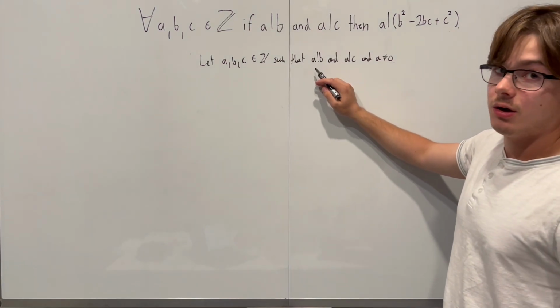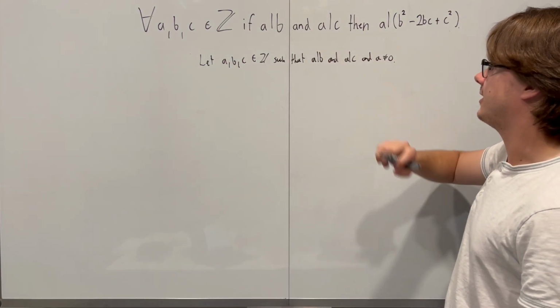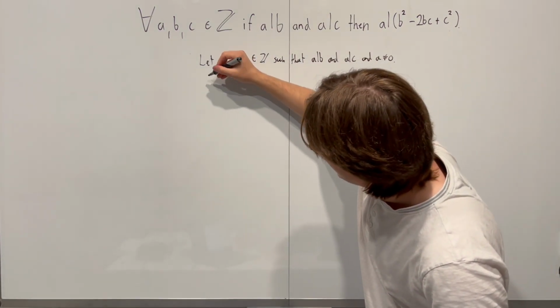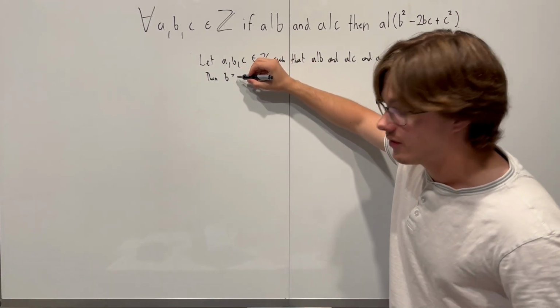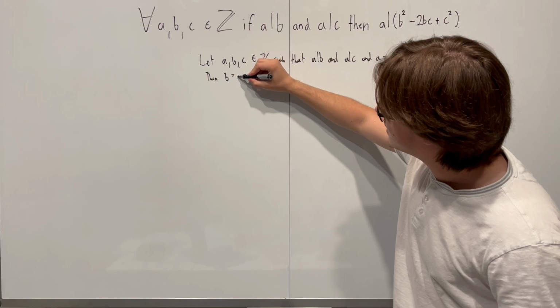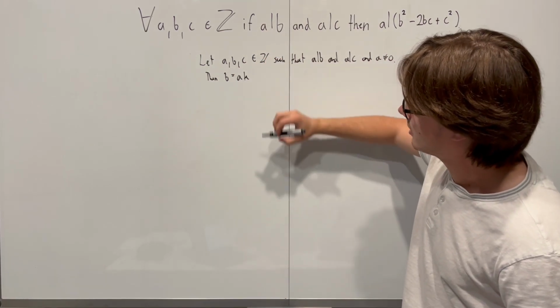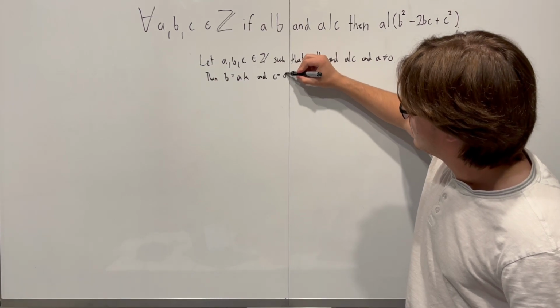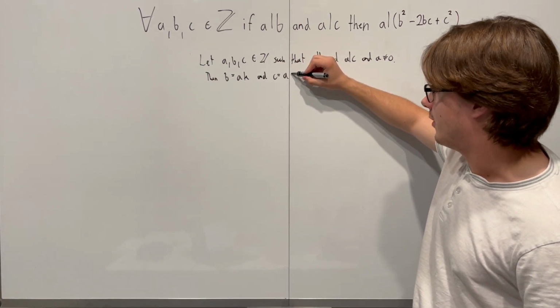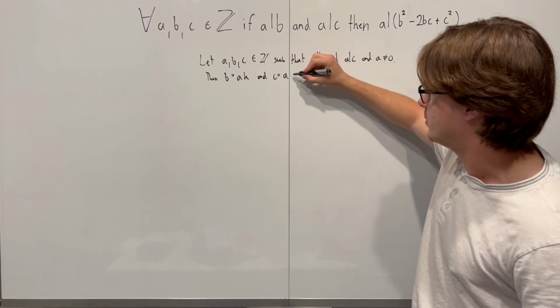Next, we probably want to explain what we mean for a to divide b and a to divide c. Well, it means that then b can be written as a multiple of a, or b can be written as a multiplied by some integer k, and c can be written as a multiplied by some other integer. We'll call this one j.